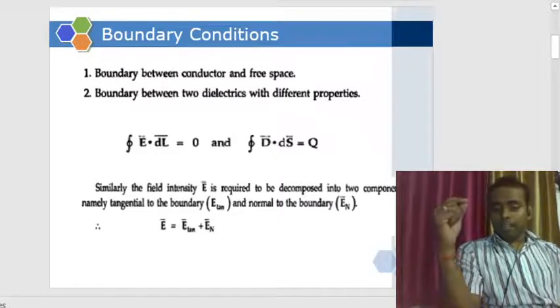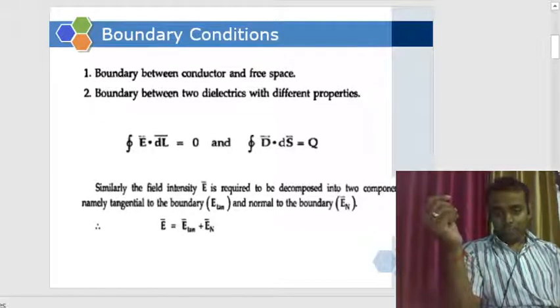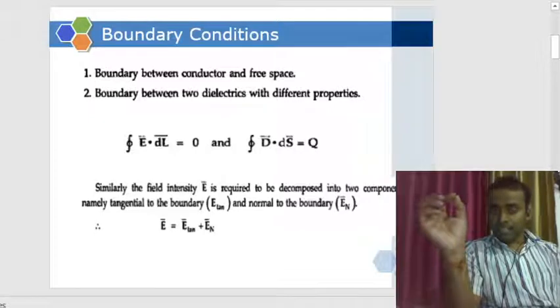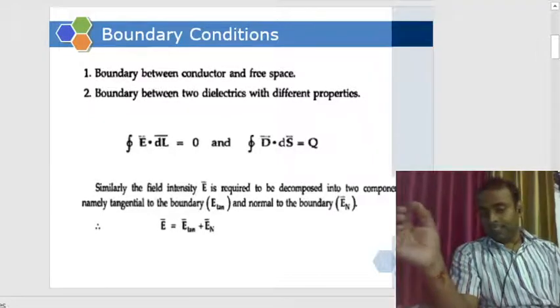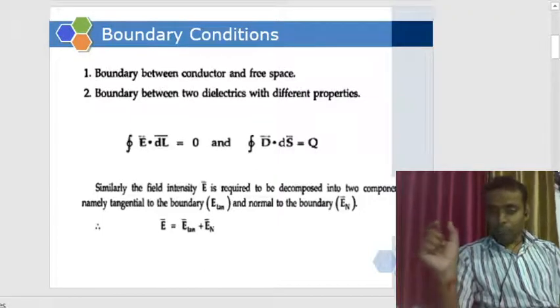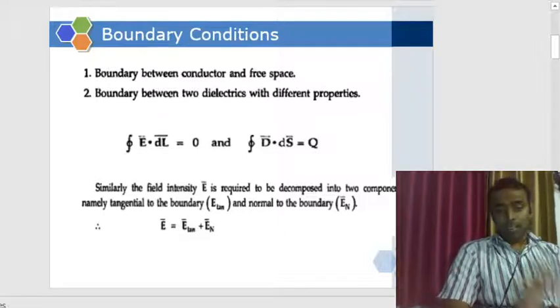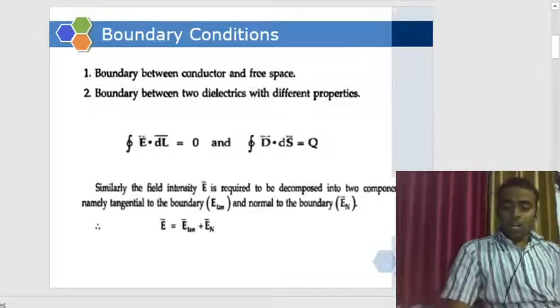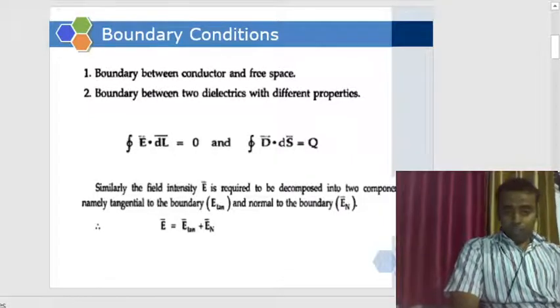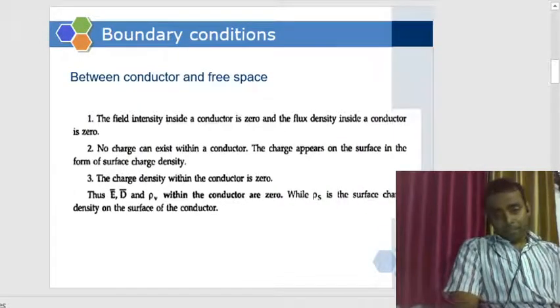Similarly, we'll divide the flux density into two parts. Of course, these two are vectors. So we'll divide D also into its tangential and its normal components, and the sum of those tangential and normal components of D will give me the total flux density at the boundary. Isn't it? So what we are doing: we will see the boundary between conductor and free space.